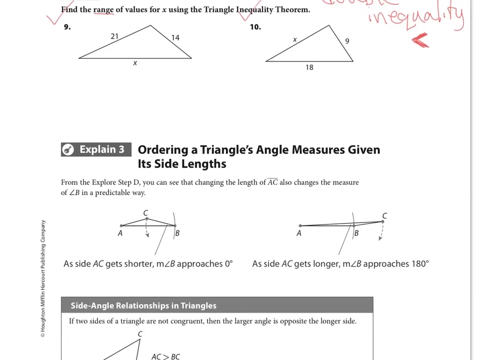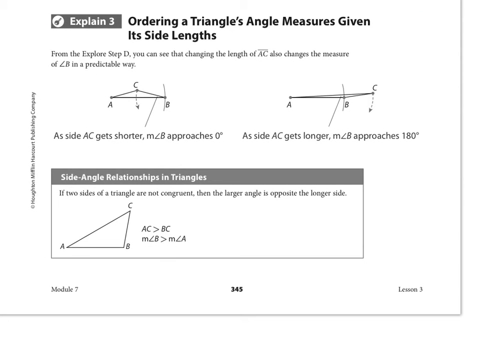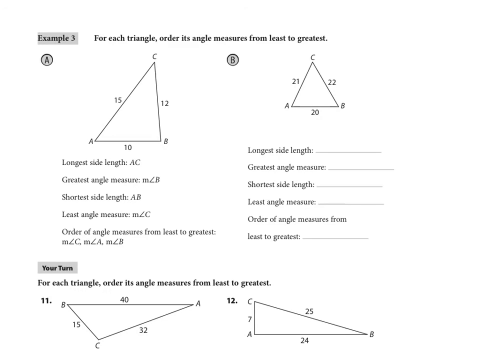Okay, in Explain 3, we're going to be ordering a triangle's angle measures given its sides. This is, again, if you've just finished the activity in class with Linguini, then this is using the side angle relationship we discovered, which is that the longer the side, the larger the angle is that is opposite that. So as we go on to page 346, in example 3 here it says, for each triangle, order its angle measures from least to greatest.